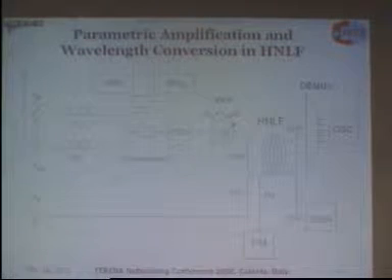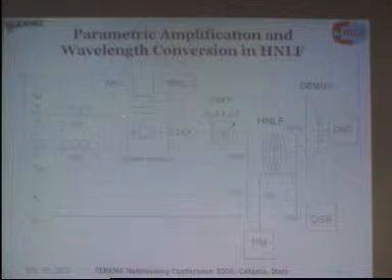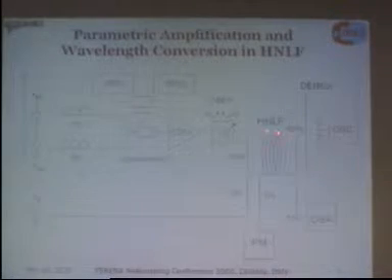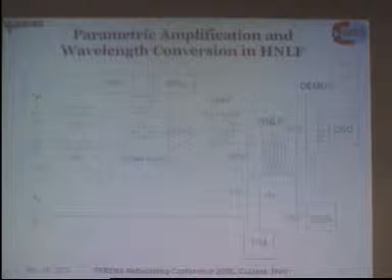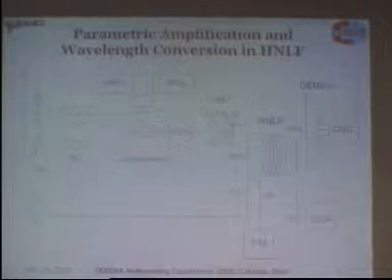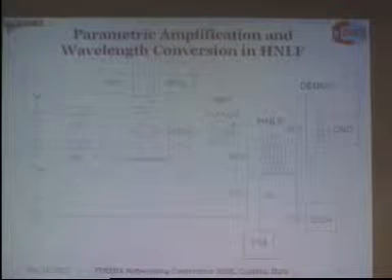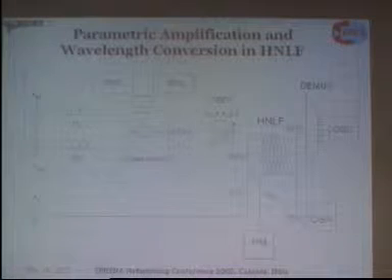This is an experimental setup which we use for the experiments. So we have a spool of highly nonlinear fiber. Maybe I should explain the difference between the ordinary fiber, which is used for transmission purposes, and highly nonlinear fiber. The difference is in the core diameter and the content of germanium.